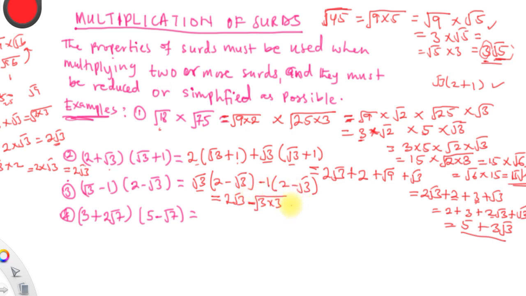We are coming to this. So we get minus 1 times 2, negative 2. And then minus 1 times negative square root of 3. So this is what we get. Okay? Fine.